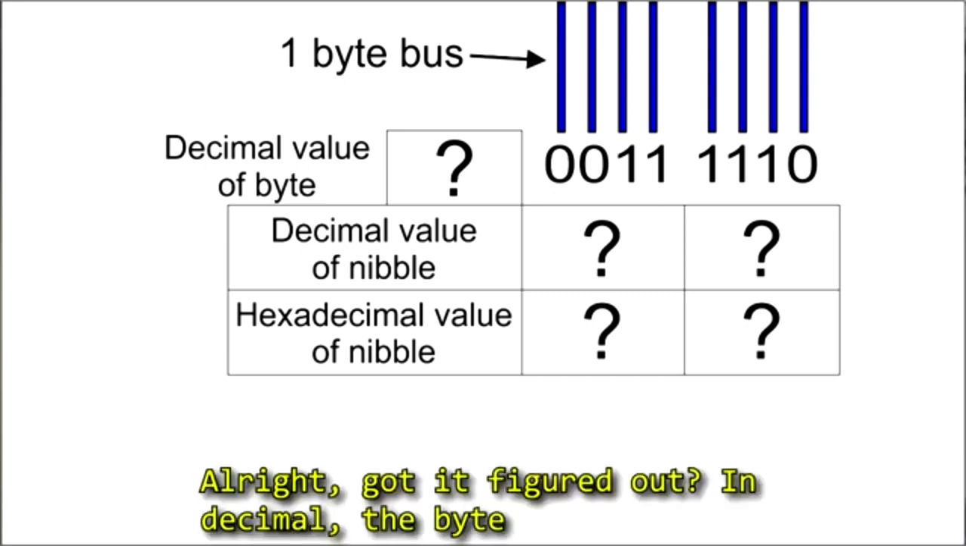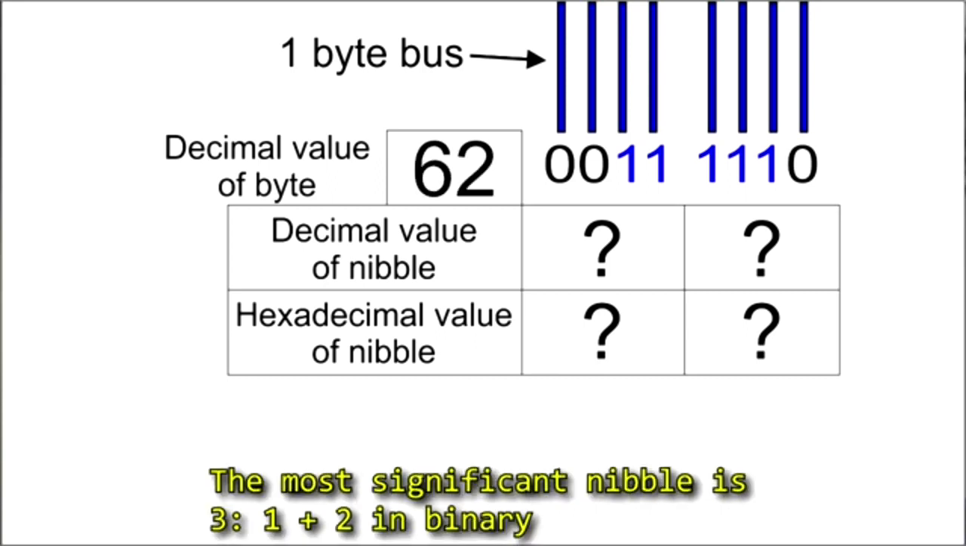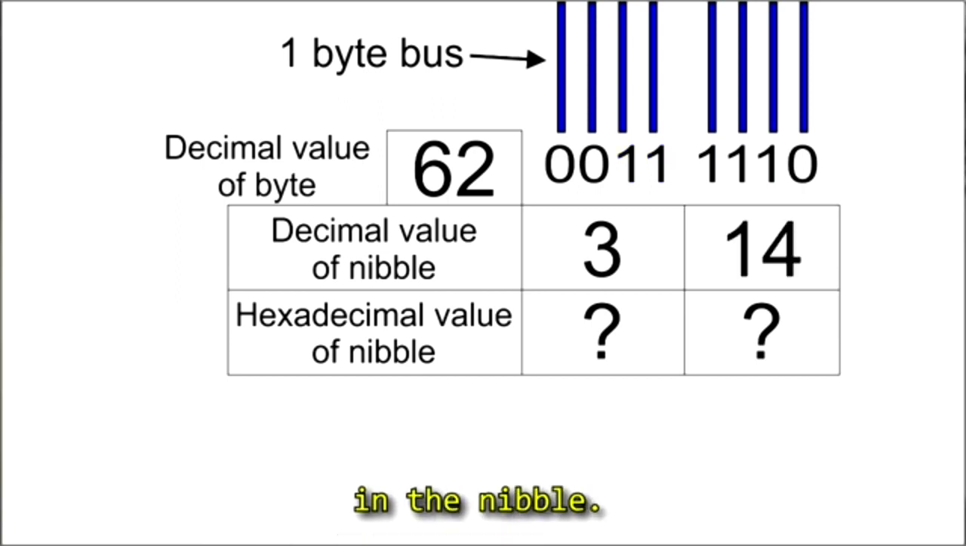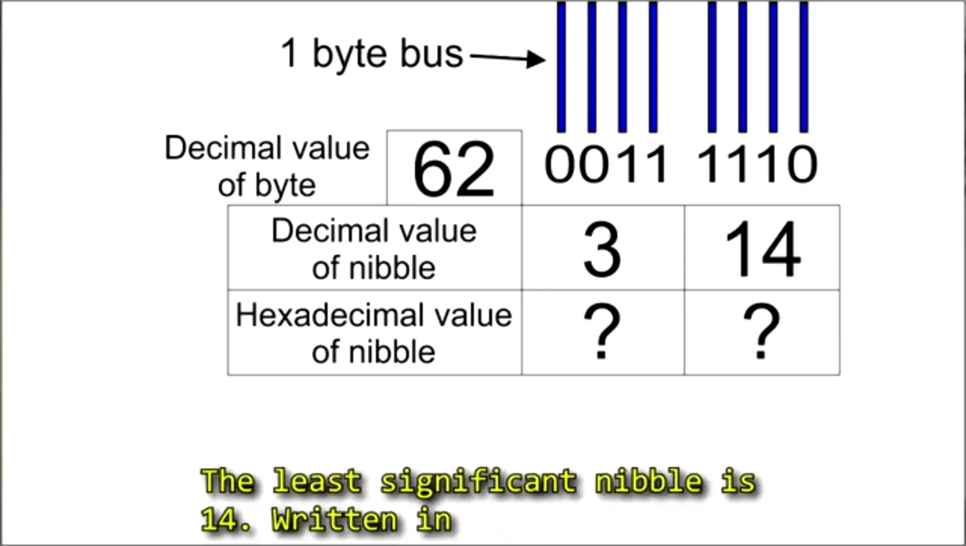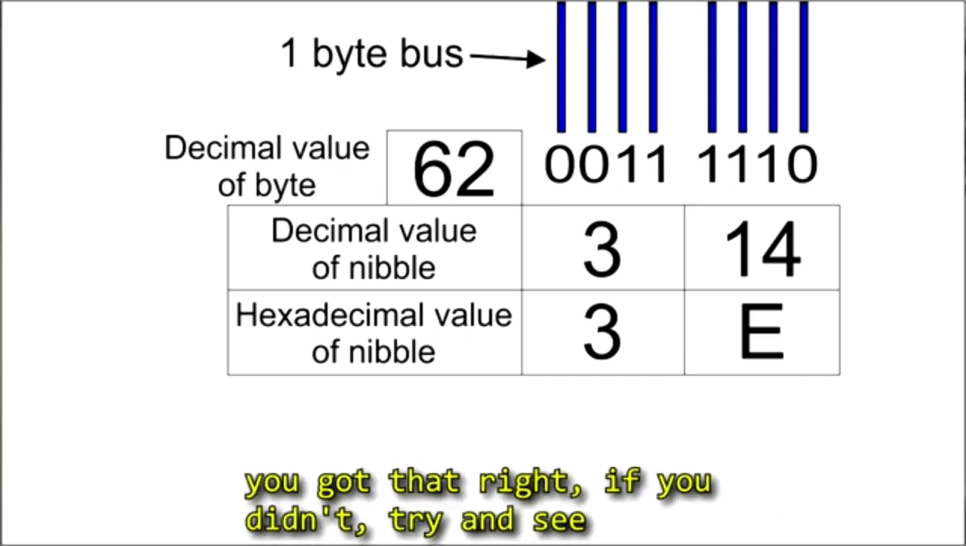Alright, got it figured out? In decimal, the byte is 62. 2 plus 4 plus 8 plus 16 plus 32 equals 62. The most significant nibble is 3. 1 plus 2 in binary in the nibble. The least significant nibble is 14. So written in hexadecimal, it's represented as 3E. So hopefully you got that right. If you didn't, try and see where you went wrong.